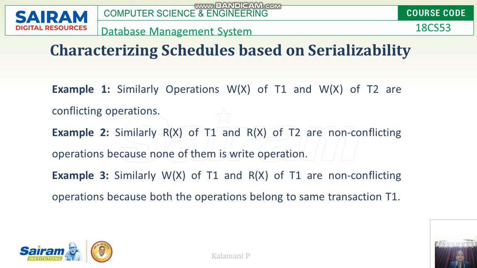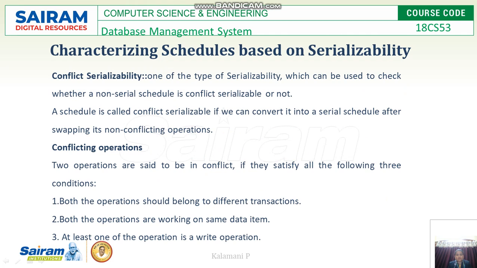So that's all about characterizing schedules based on serializability. Here we have seen what is meant by serial schedule and non-serial schedule, and how to check the serializability of a schedule with the help of a precedence graph. If the precedence graph forms a cycle, it is a non-serializable schedule, otherwise it is serializable. And we have seen what is meant by conflicting operations, and how to check whether operations are conflicting with the help of three conditions. Okay, so that's all about characterizing schedules based on serializability.